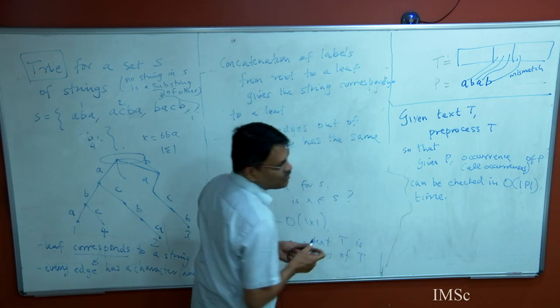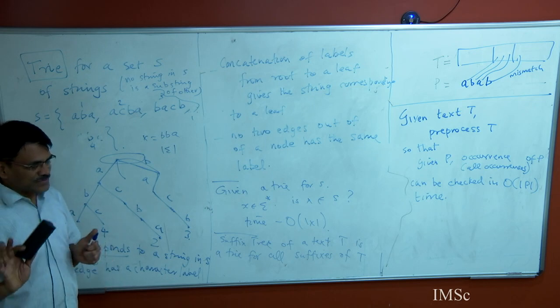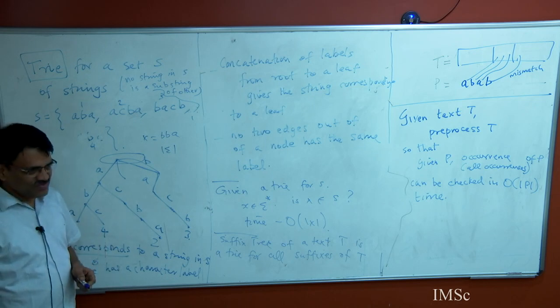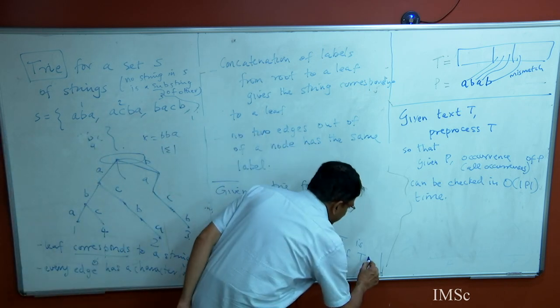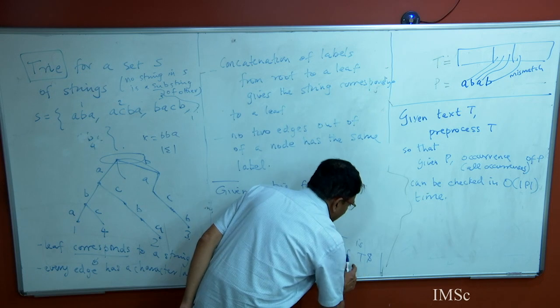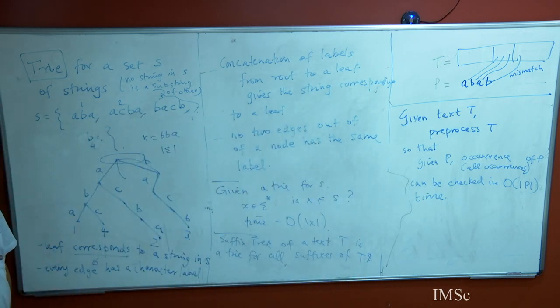Not quite T, but I will come to that. Here, even if it stops in the middle, it's fine. It's the same kind of problem we need to do. So what I will do is add a dummy character dollar and look at all suffixes of T dollar. Then no suffix is a substring of the other, so I can handle that.